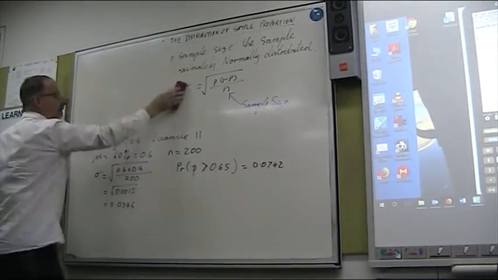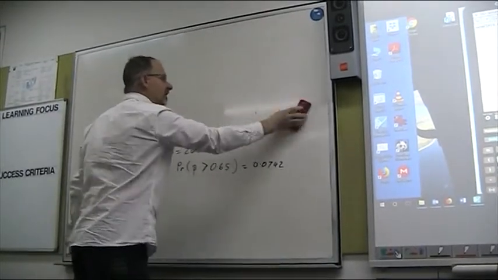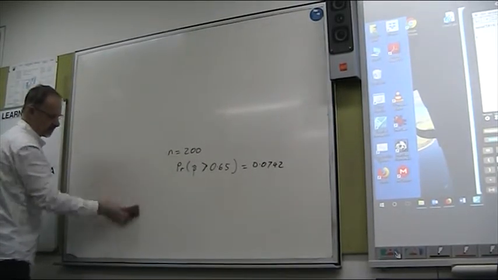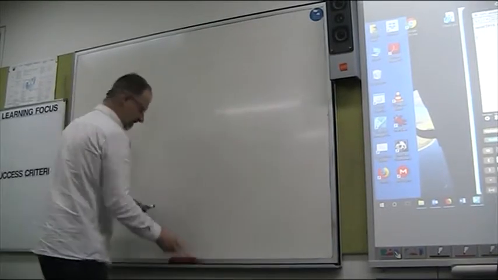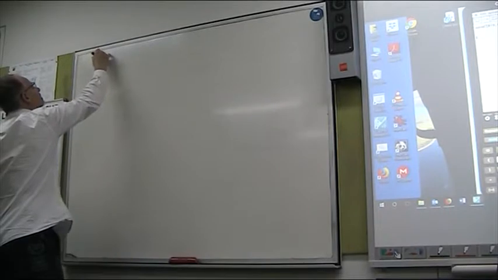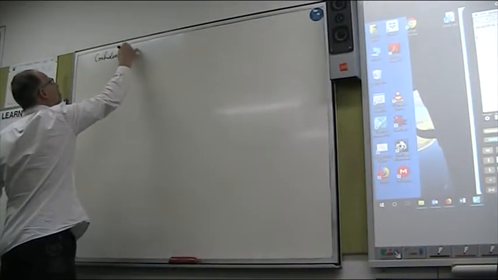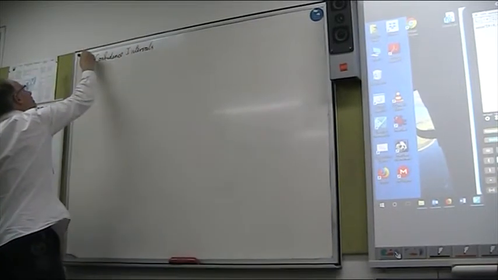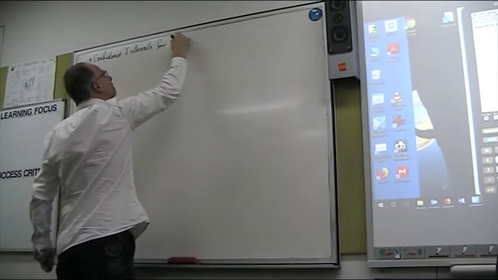So what we are asked to look at now is what we call confidence limits for the sample proportion. So confidence intervals, if you like, for the sample proportion.